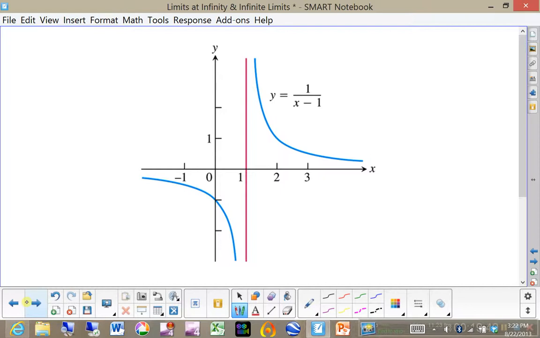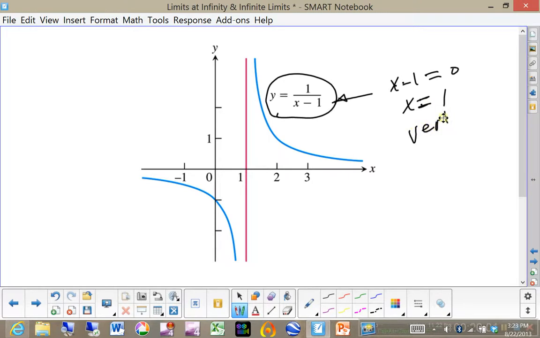Next we have another rational function. We'll look at the vertical asymptote first. x minus 1 equals 0, so x equals 1 is a vertical asymptote, and you see that here in red.